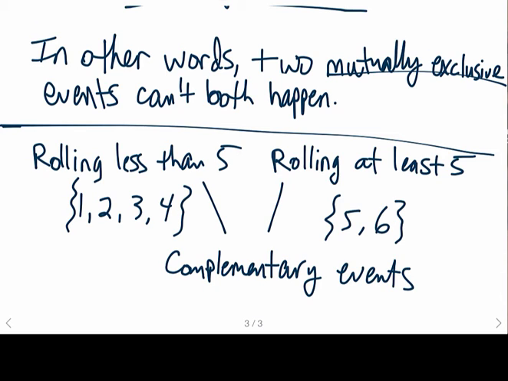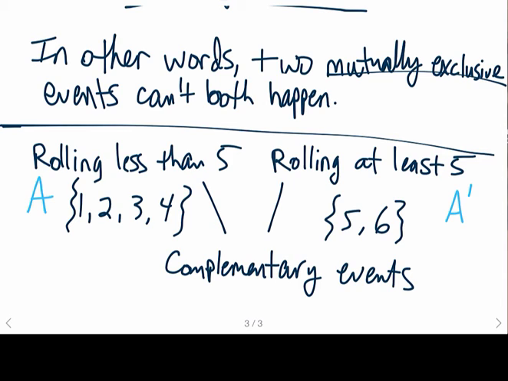And if we call rolling less than 5 A, then rolling at least 5 is A'. It looks like an apostrophe. It's the complement of A. It's all the rest of them. And we read that A with the apostrophe as A prime or A complement.